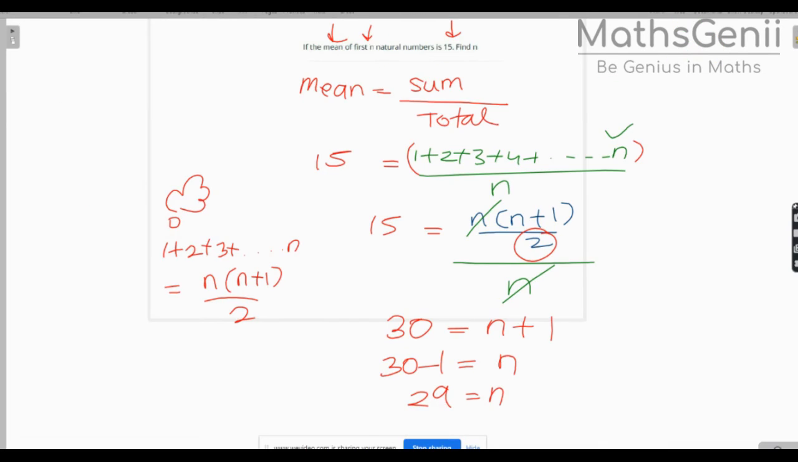For this question, what was important were two formulas, the mean formula and this formula. This question was a little tricky, but let's move on to the next question.